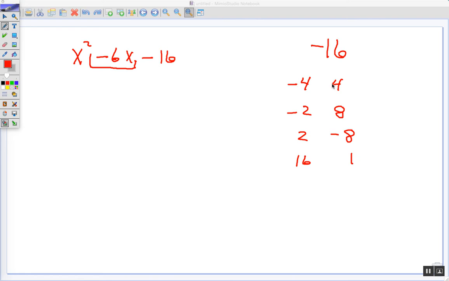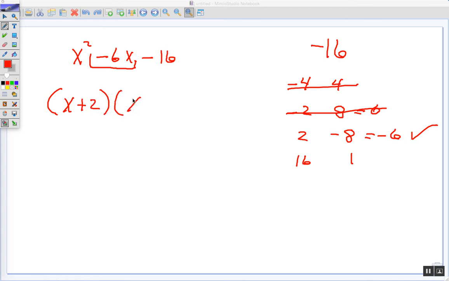Negative 4 plus 4 is 0, so that's out. Negative 2 plus 8 is equal to a positive 6, so that's out. 2 plus a negative 8 is equal to negative 6, so there we go. We're going to go ahead and write this as a product of factors: x plus 2 times x minus 8.